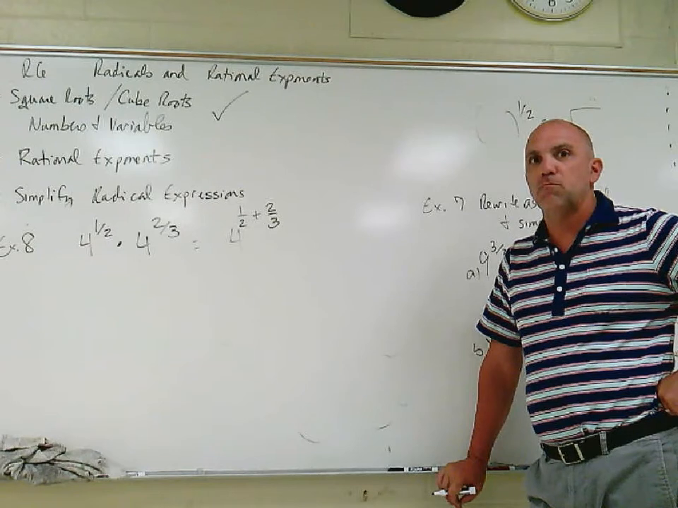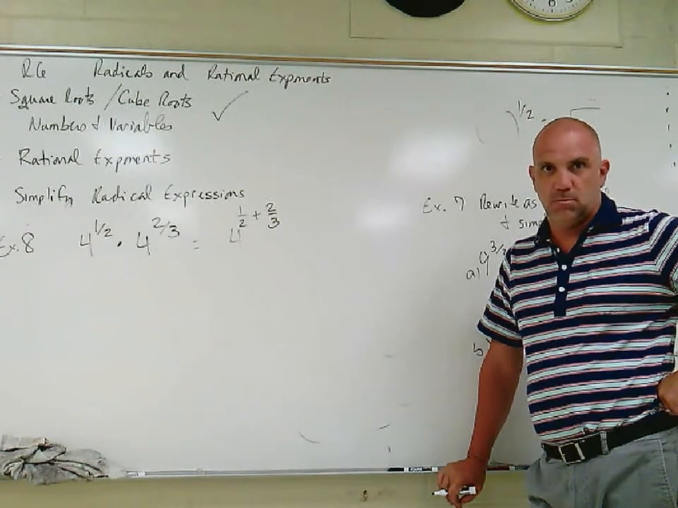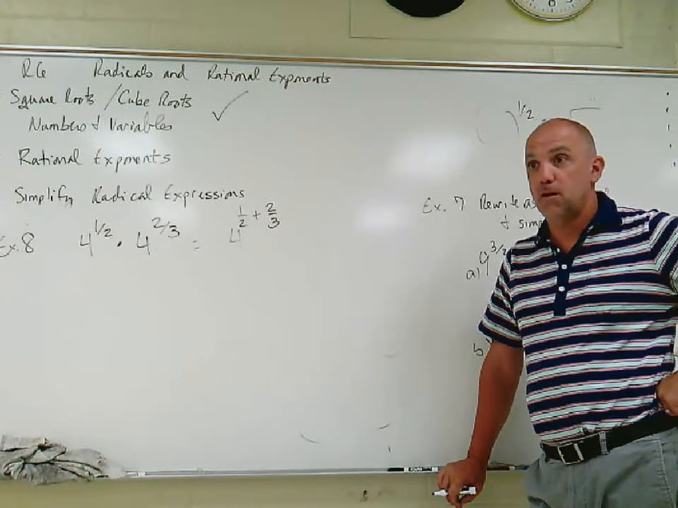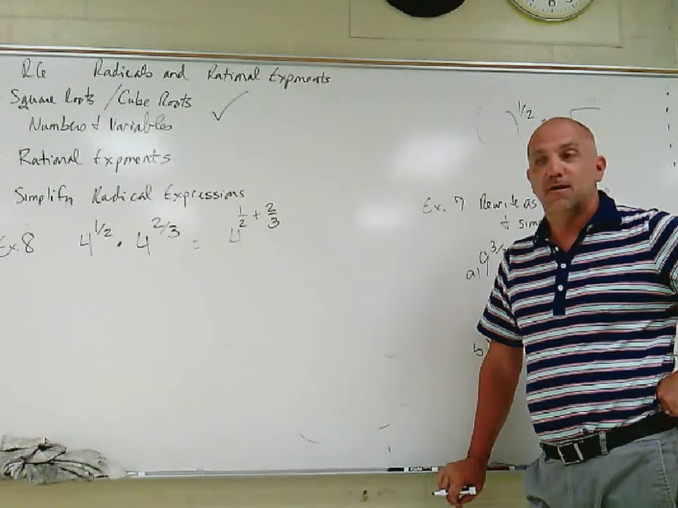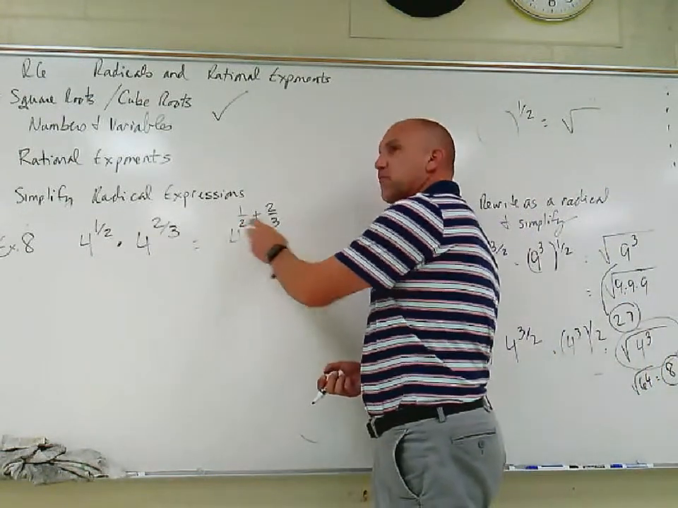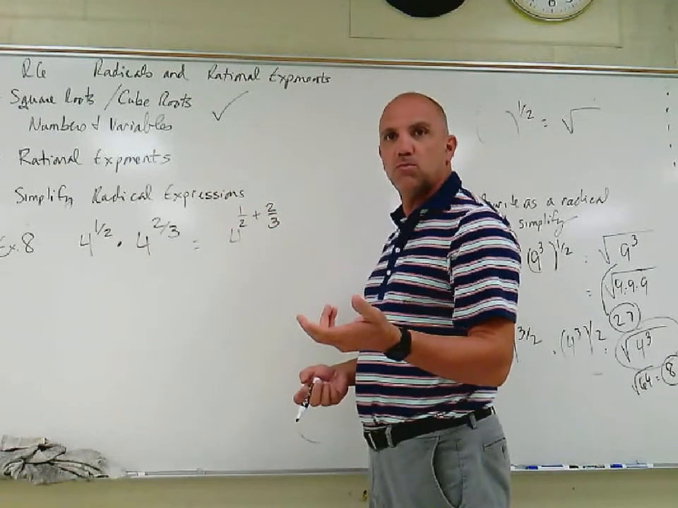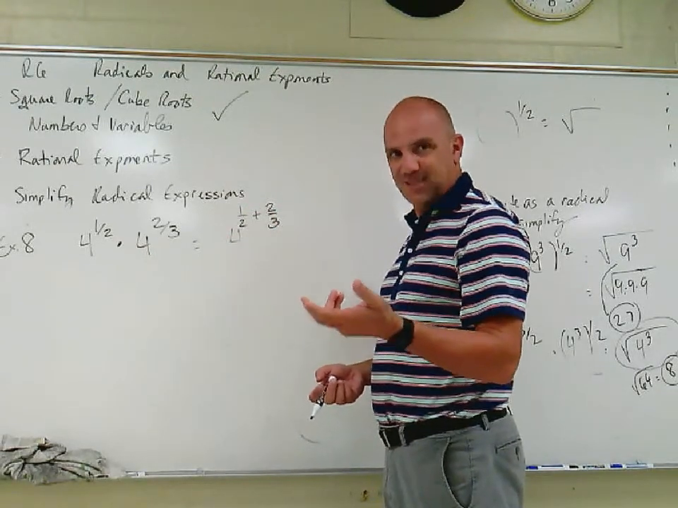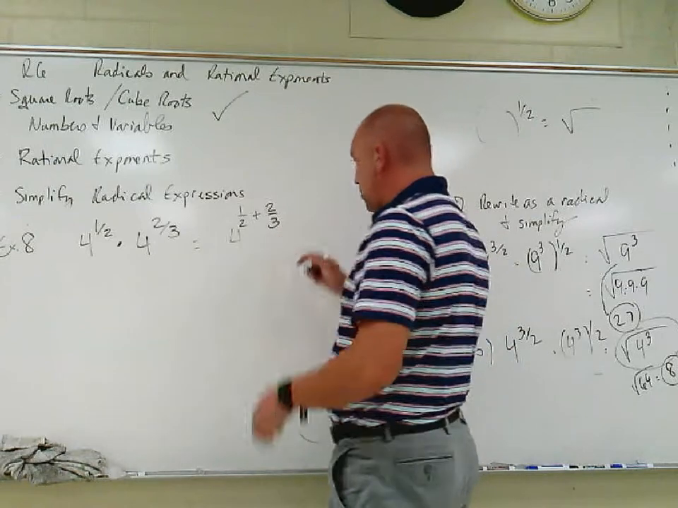Rhymes with renominator. Find a common denominator. You like my rhyming skills? Okay. You gotta get a common denominator. So what's the common denominator for 2 and 3? The lowest common multiple is what? 6. So then you're gonna have to go ahead.